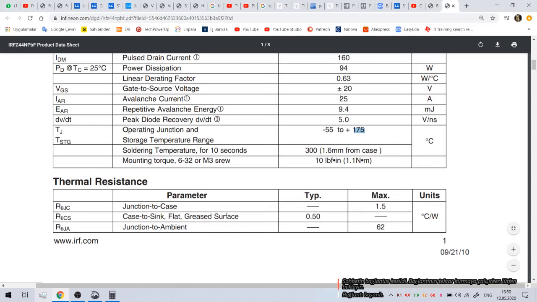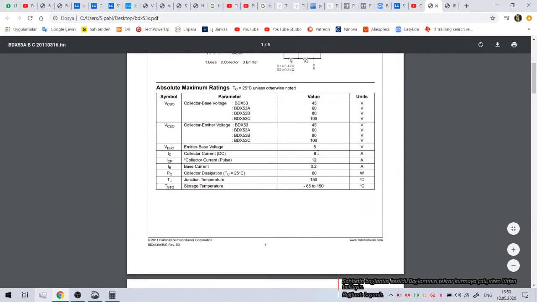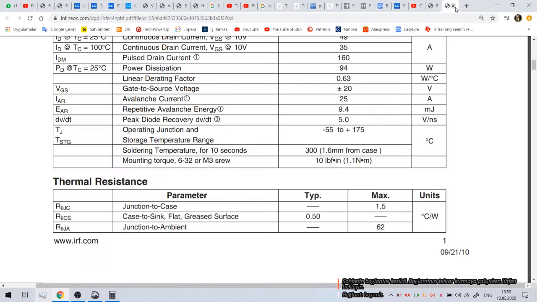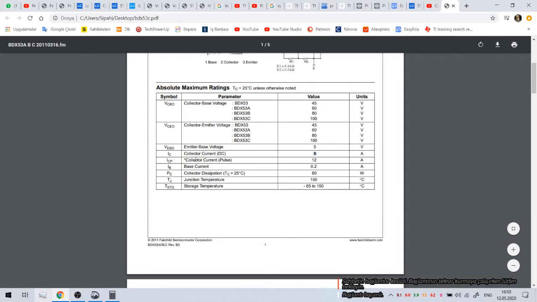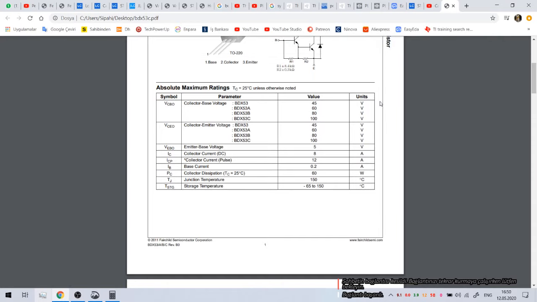Because of this, I also want to use more transistors in parallel configuration, since this current parameter is not enough for us. Also, we can increase this collector dissipation rating.